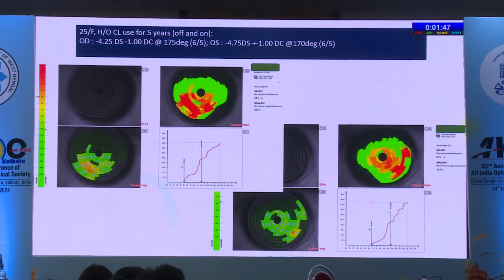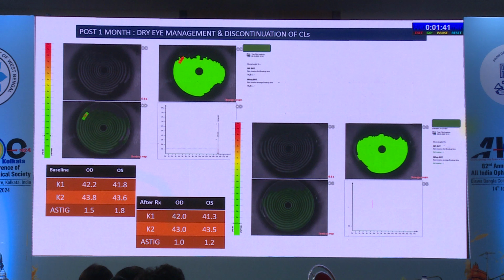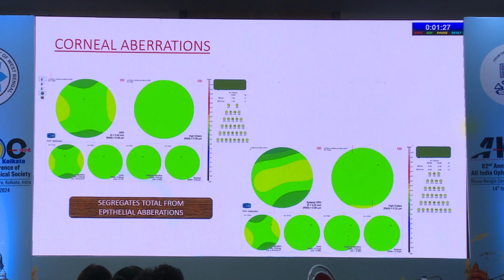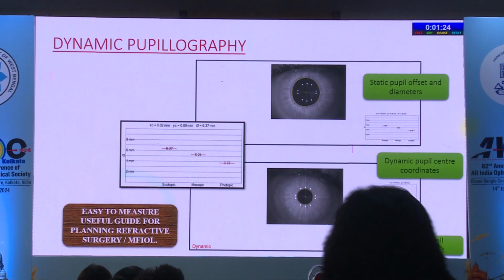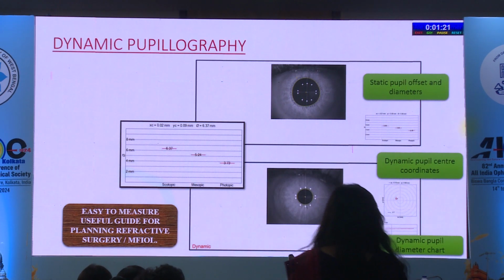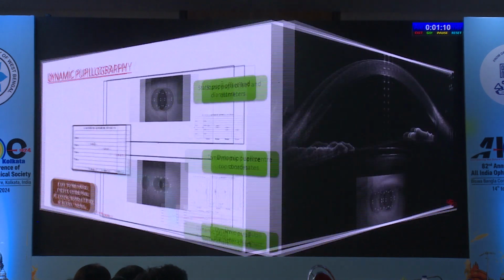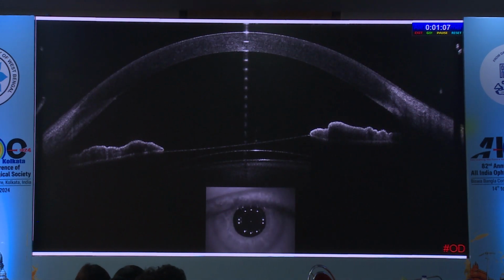hot colors. In this particular patient the NIBUT was quite low, around 5, and when we treated the dry eye you can see that it improved to around 15, and the astigmatism, which was 1.5 and 1.8 earlier, is now reduced to 1 and 1.2. Optical quality analysis has also been covered, also the corneal aberrations. It segregates epithelial aberrations from the total corneal aberrations, so you know the source of the aberrations as well. Dynamic pupillometry is very important, especially while planning refractive surgery: your pupil size, the optical zone, etc. It gives you pupil size in different light conditions, photopic, mesopic and scotopic.